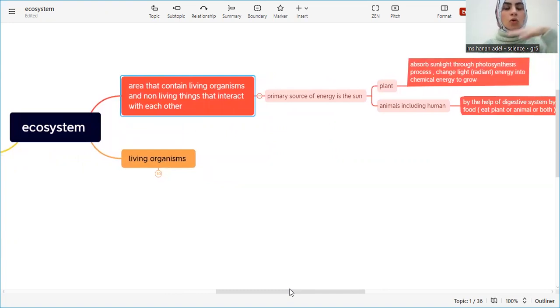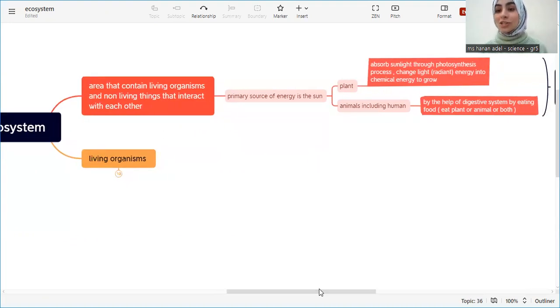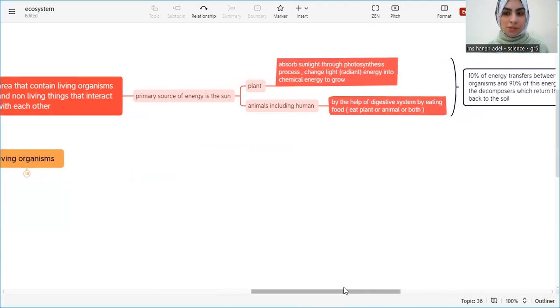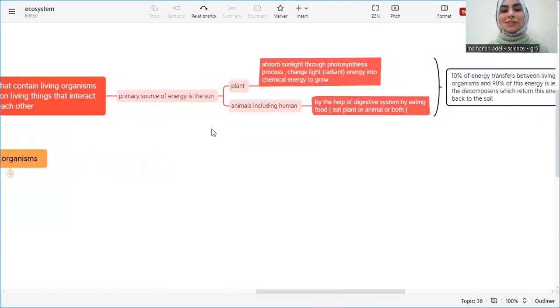From where do all the things that live on Earth get energy to live? It's from the primary source of energy, which is the sun. But some of us take this energy directly, and others take it indirectly. So, give me an example, Miss, to understand. Let me give you an example.